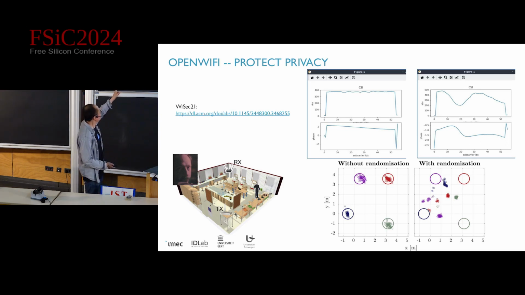We also have some effort to protect the privacy of the user's information. Like I said, they can do Wi-Fi sensing to locate you, but we have some open source code to make the result random. For communication, it's still okay. But for localization, those unauthorized people only get random results.